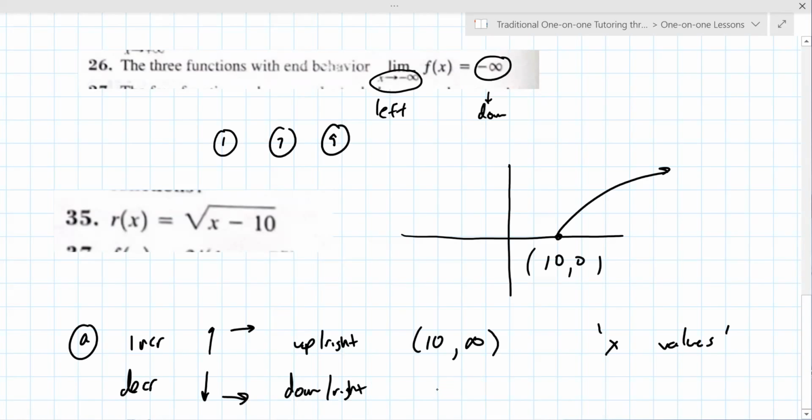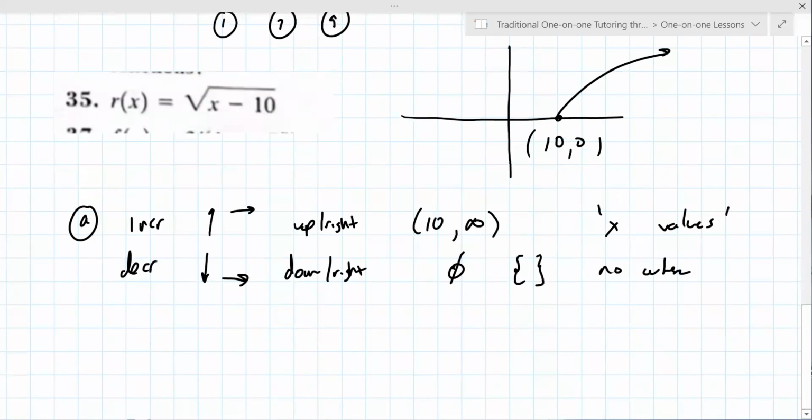Okay. So sometimes they say empty set, or this means nowhere. I don't know if your instructor's using any notation like that, but that's that. Part B is saying odd, even, or neither.